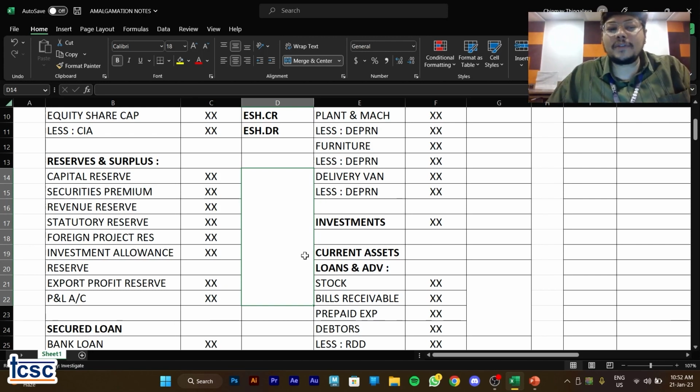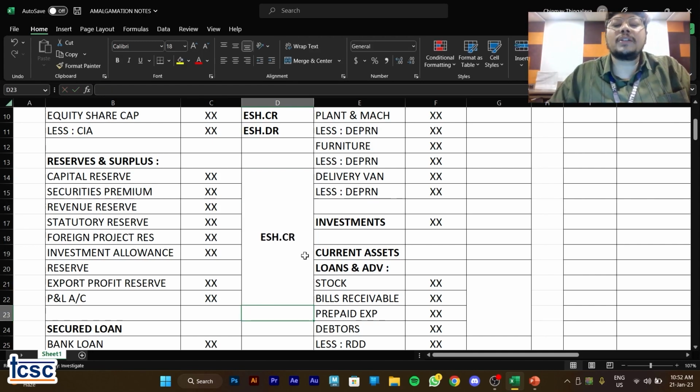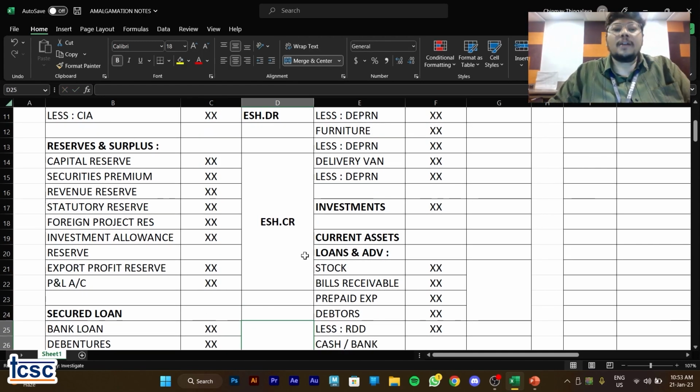So whatever reserves and surplus is given in the problem will be transferred to ESH account credit, because profits are credit and it is on the liability side. So on the liability side, all the items will always be pushed to the credit side.